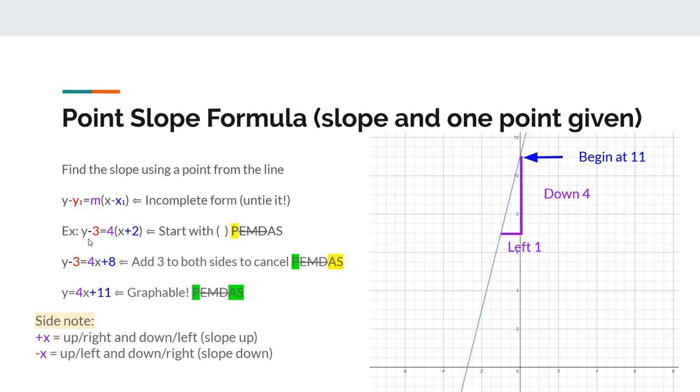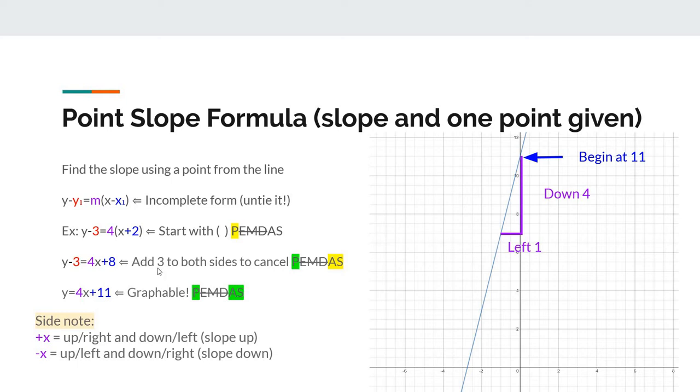So let's start with an example here. y minus 3 equals 4, and then in parentheses, x plus 2. So let's start with the parentheses. That's the first thing in PEMDAS here. Let's highlight that in yellow. Distribute the 4. So that's going to give us 4x plus 8. We're not going to mess with that side just yet.